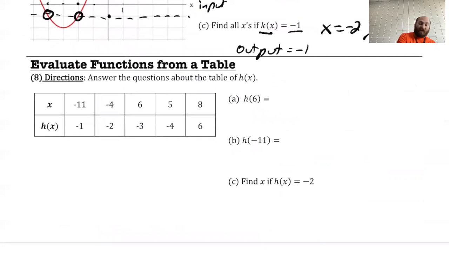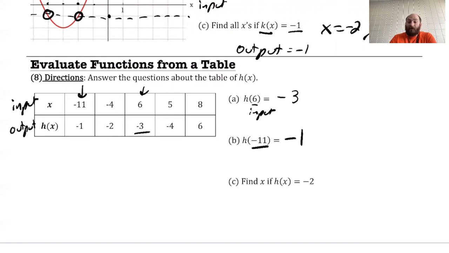We're just interpreting what these mean. So h of 6, that's my input, which means that is x, right? Oops, I don't want to put x again. I want to put input. h of x is going to be my outputs. So if I look at that, my input of 6 is right here. The output is -3. Straightforward on that one. h of -11, same idea. My input is -11. So I go here, my output is -1.